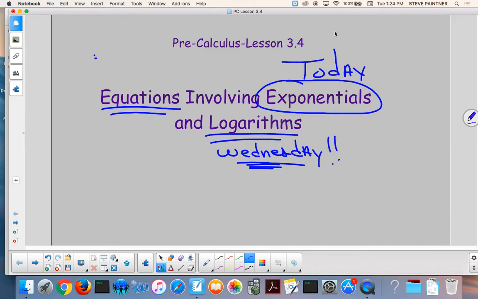Here's what you're doing today. You're going to take an equation and solve the equation. There's two types of equations. One is exponential, and one is logarithmic. Today is all exponential. Tomorrow is logarithms. So I'm going to break it into two parts. Exponential today, logarithms tomorrow. Then Thursday will be a worksheet on all of it.